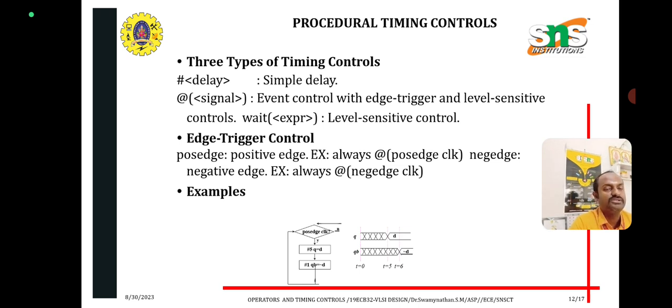One is for latches. Latches mean level triggering, and flip-flops mean edge triggering. So edge triggering control we will use mostly for flip-flops. So these are all the edges. Let us look at the positive edge example: if positive edge, then Q is equal to D, else Q bar is equal to D. So these are all edge-triggered signals.